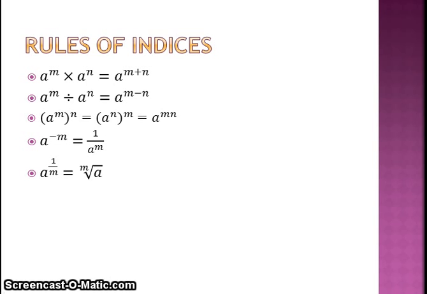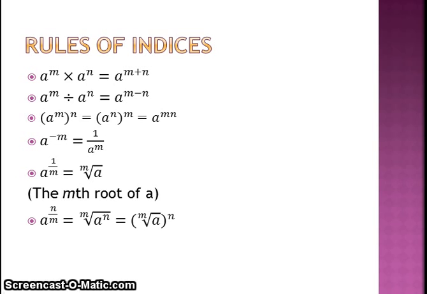And A power 1 over m. Now the power is a fraction. This is just the m root of A. If m is 2, then we have a square root of A. If m is 3, we'll have cube root of A, and so on and so forth. And if we have A power n over m, we can write in this form, where m root of A^n or m root of A power n.